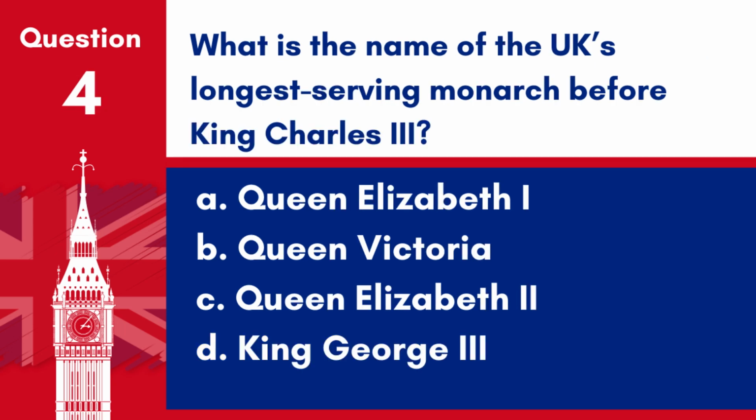Question 4. What is the name of the UK's longest-serving monarch before King Charles III? A. Queen Elizabeth I. B. Queen Victoria. C. Queen Elizabeth II. D. King George III. Answer: C. Queen Elizabeth II. The longest-serving monarch before King Charles III was Queen Elizabeth II.